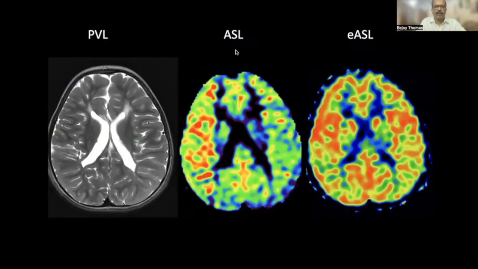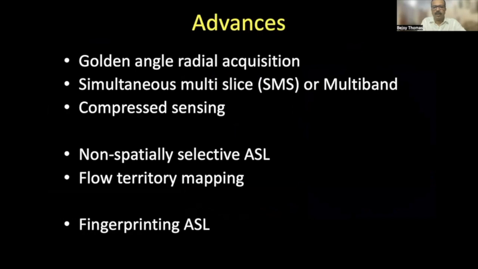So this is a case of periventricular leukomalacia. You can see on the ASL there is significant asymmetry between the two sides. We tend to think that the left hemisphere is abnormal, but when you do EASL, you can see the perfusion is relatively normal, and this is most likely due to a transit delay somewhere in the proximal vessels.